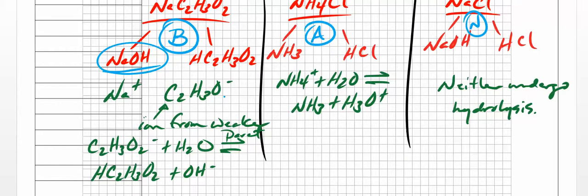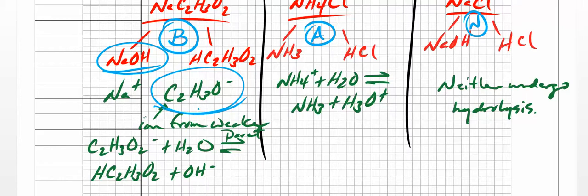Now, here's the rule. Listen very carefully. The ion from the weaker parent undergoes hydrolysis. Sodium hydroxide was not weak. It was strong, right? But acetic acid is weak. That makes the acetate ion the one that comes from the weak parent, right? That's the one that's going to undergo hydrolysis.